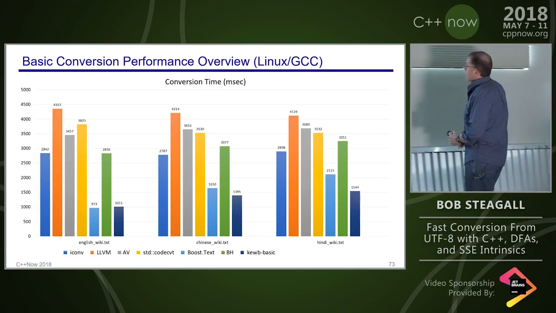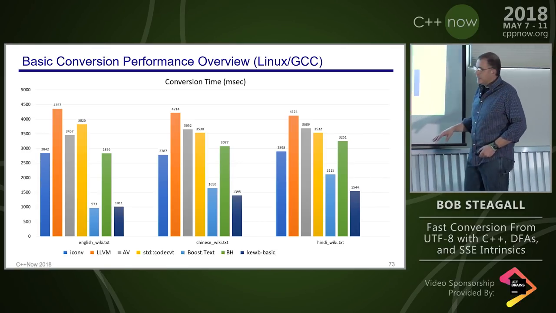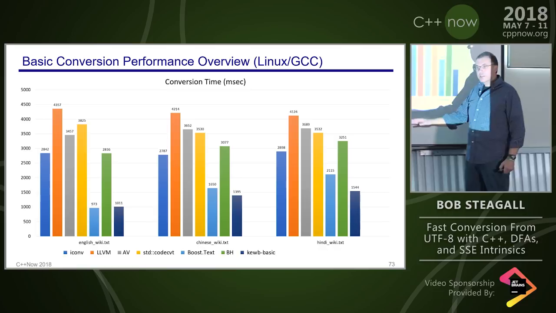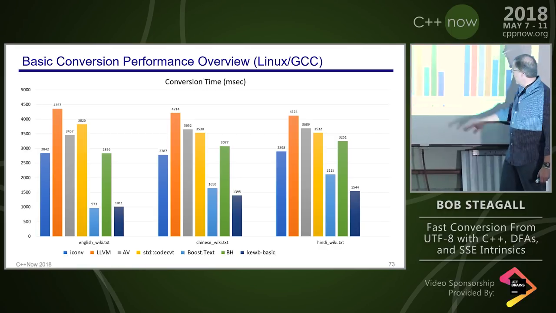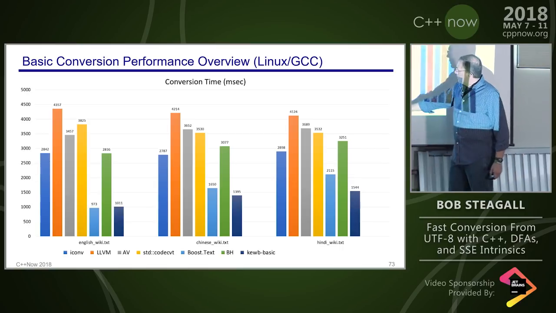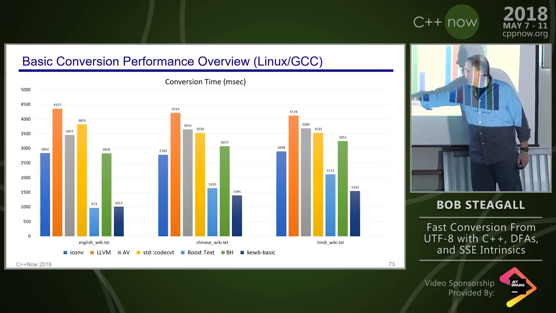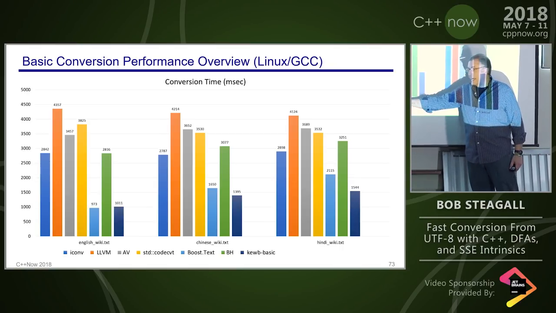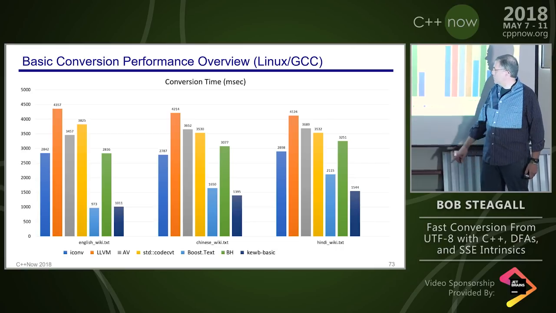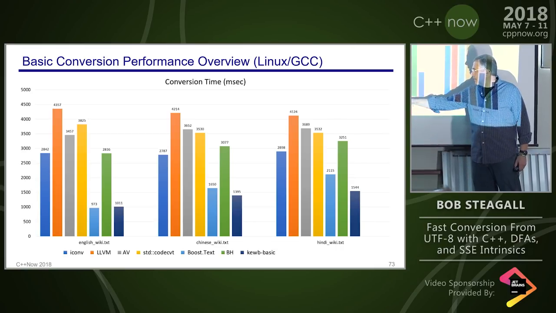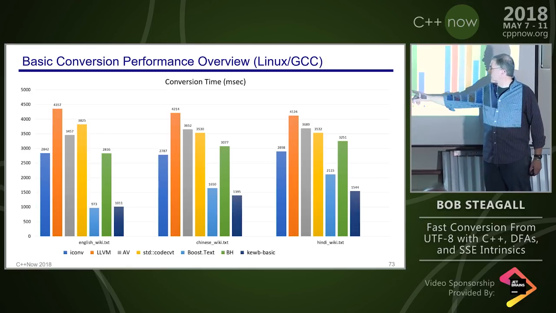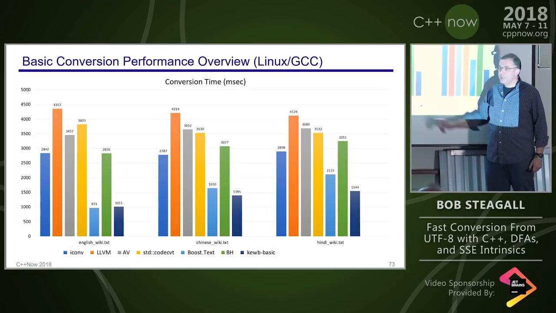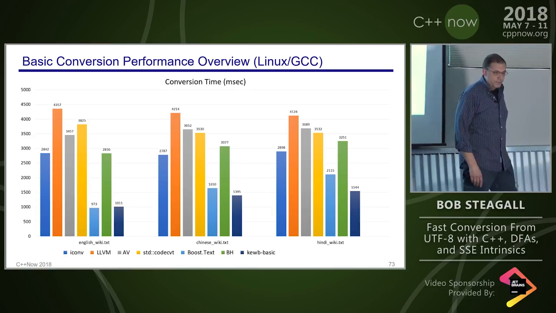Here are some benchmarks. I'm not going to say much about them now. I'm going to come back to them. Trust me, though, they are somewhat meaningful. I'm going to look at some examples from English, Chinese, and Hindi. And I'm going to compare to some other libraries: iconv, the LLVM transformation written by Alexei Vachenko, std codecvt, Boost.Text, and another DFA-based approach from a guy named Bjorn Herman.